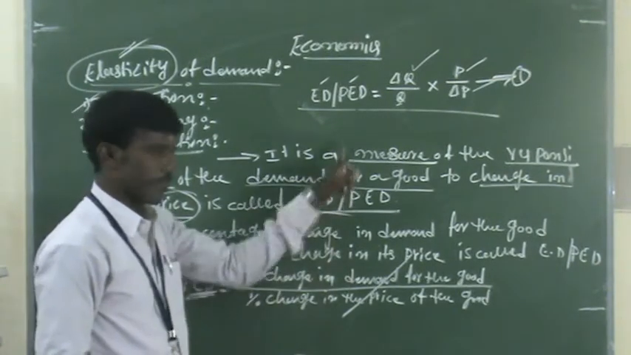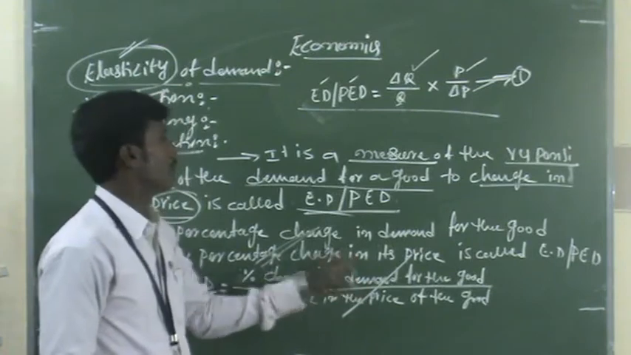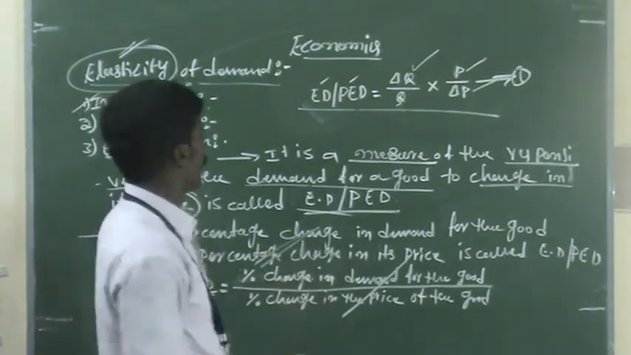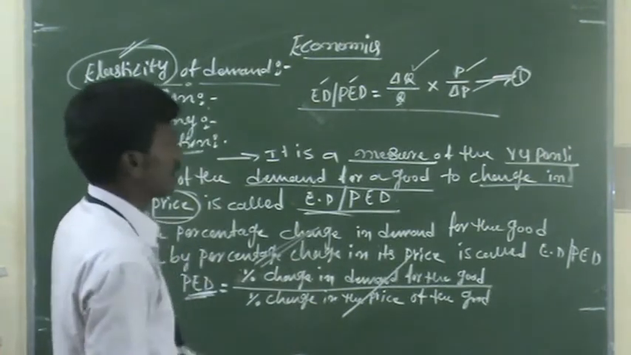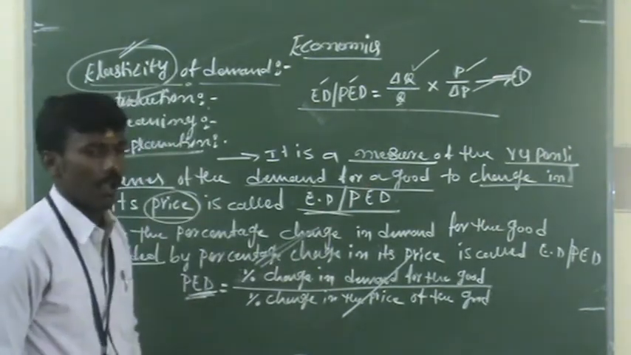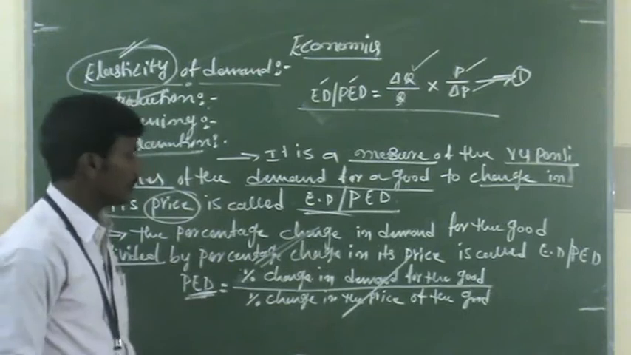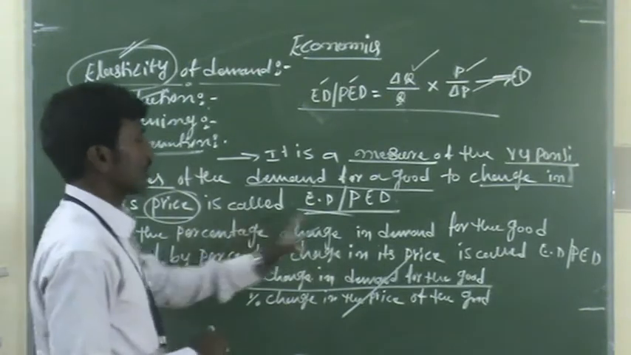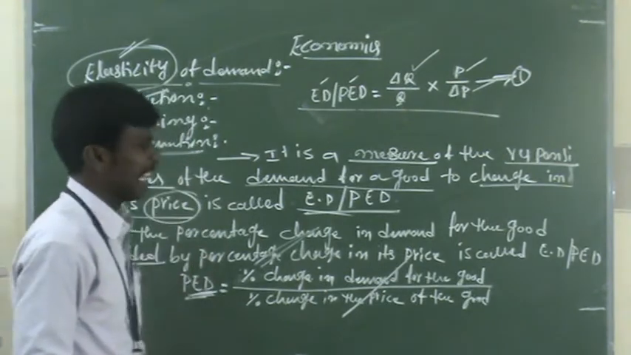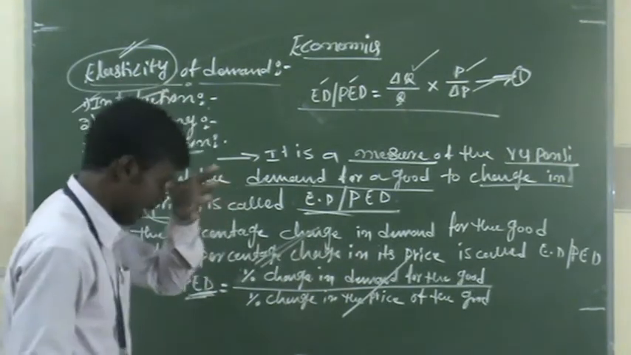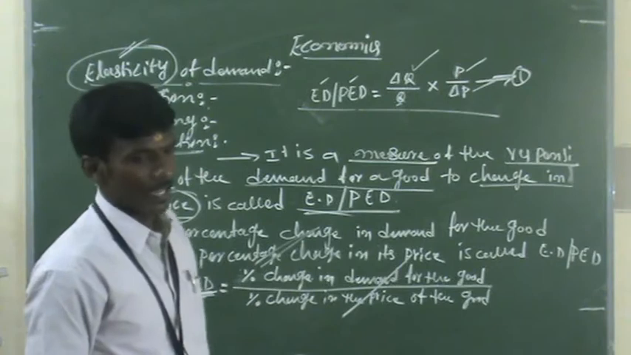See, there are two types of meanings. You have to write any one. Maybe a measure of the responsiveness of the demand for a good to changes in its price is called PED. Or the percentage change in the demand for a good divided by the percentage change in its price is called the PED, or the price elasticity of demand.